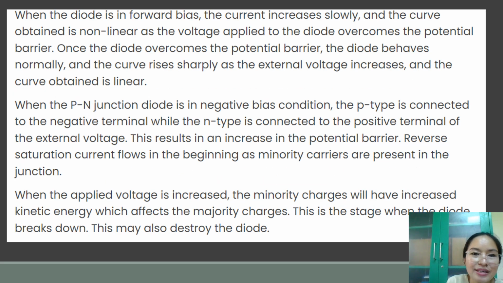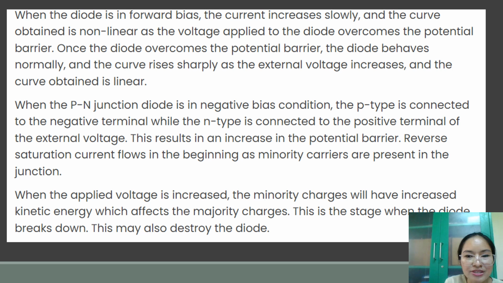Now, in forward bias, the current increases slowly, and the curve obtained is nonlinear as the voltage applied to the diode overcomes the potential barrier. Once the diode overcomes the potential barrier, the diode behaves normally, and the curve rises sharply as the external voltage increases, and the curve obtained is linear.